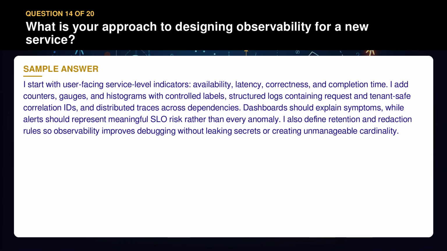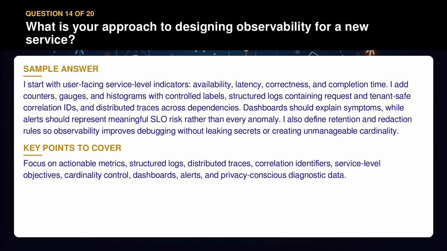Dashboards should explain symptoms, while alerts should represent meaningful slow risk rather than every anomaly. I also define retention and redaction rules so observability improves debugging without leaking secrets or creating unmanageable cardinality. Focus on actionable metrics, structured logs, distributed traces, correlation identifiers, service-level objectives, cardinality control, dashboards, alerts, and privacy-conscious diagnostic data.